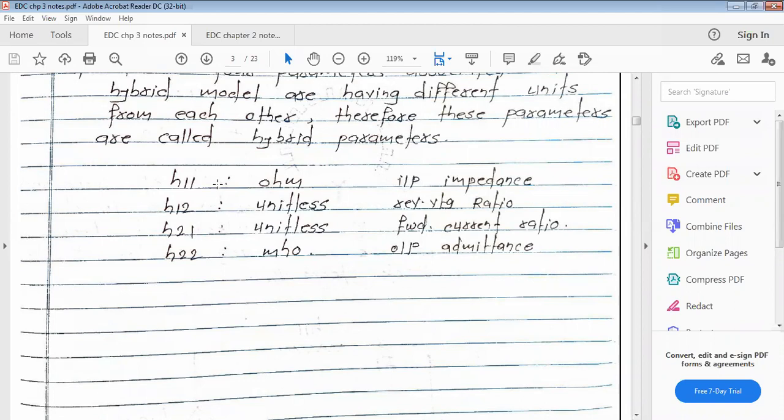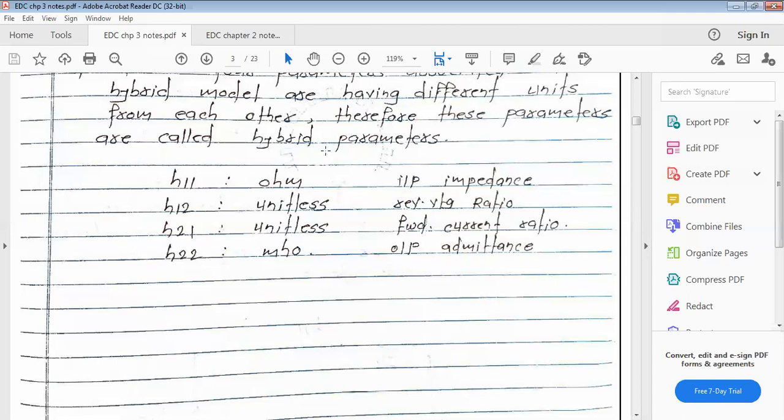H11 is what? It is the input impedance. What is the unit? It is the ohm. Then H12 is the reverse voltage gain. Again, as it is a gain, or a ratio of the same quantity, it is unitless. Third, H21 is the forward current gain, or forward current ratio, as we call it. Again, as it is a ratio of the same quantity, it is unitless. And H22 is I upon V, which is nothing but conductance, and the unit of conductance is mho. It is 1 upon ohm.